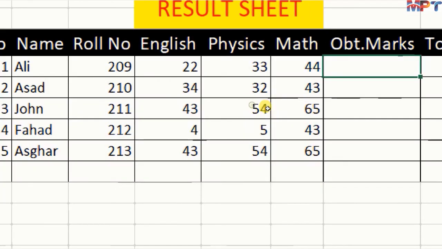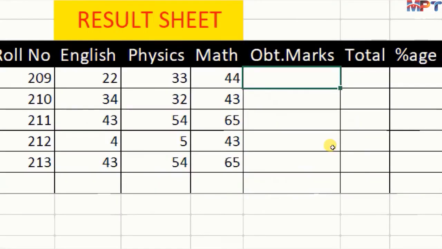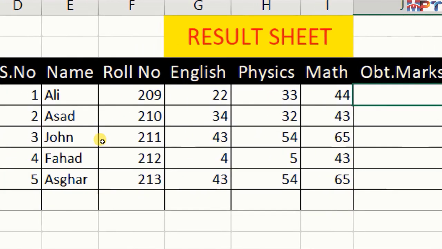Okay, now how to calculate obtained marks. There are many ways in Excel to do calculations. In Excel, there are two types of calculations. First is formula, the other one is function.